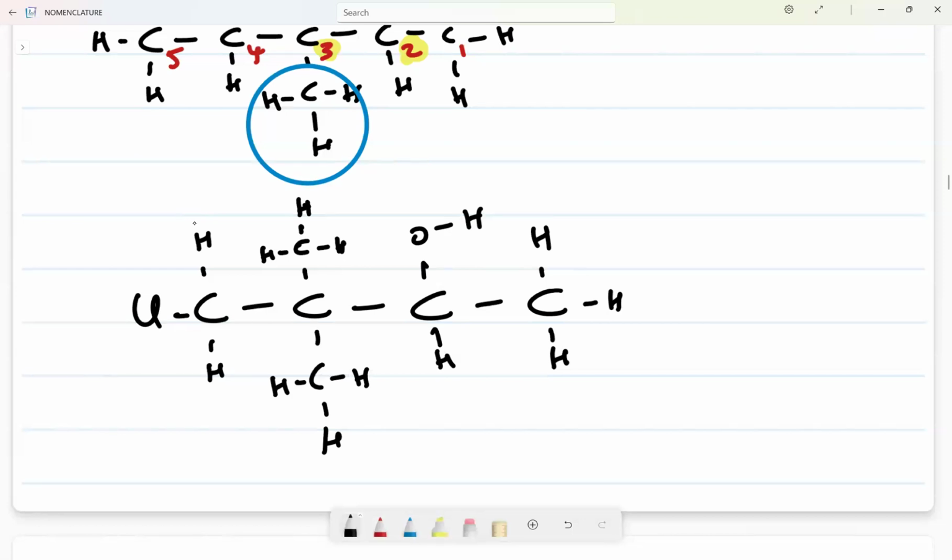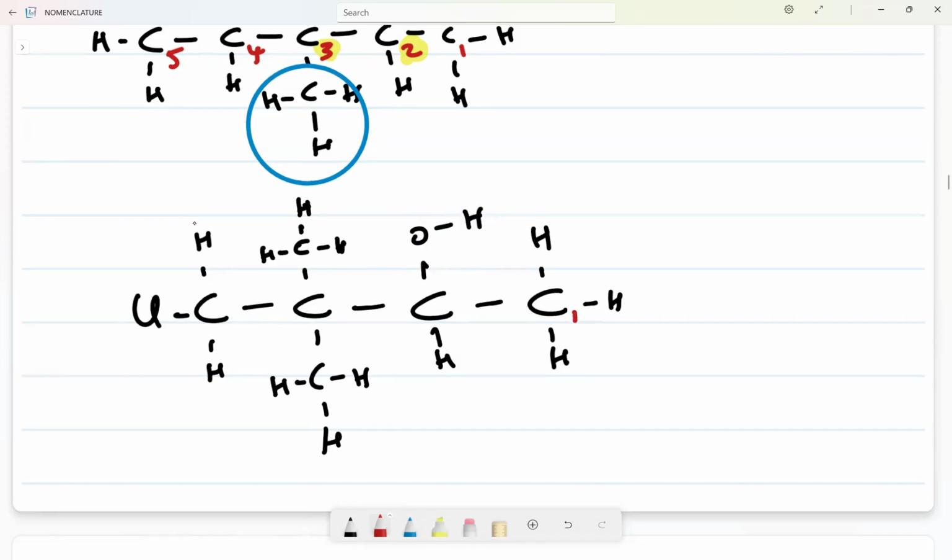Whenever you are making this big, no, it's not big. Trust me, it's not. Why? Because now it's still the same thing. You just need to know what you have. What I have is the longest chain. What do I start counting from? Alcohol. Remember, I prioritize the alcohol, or rather the OH group.